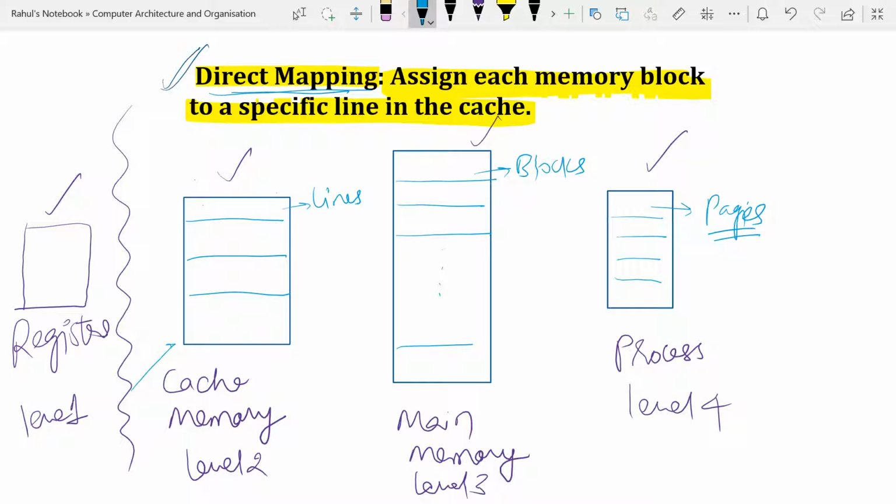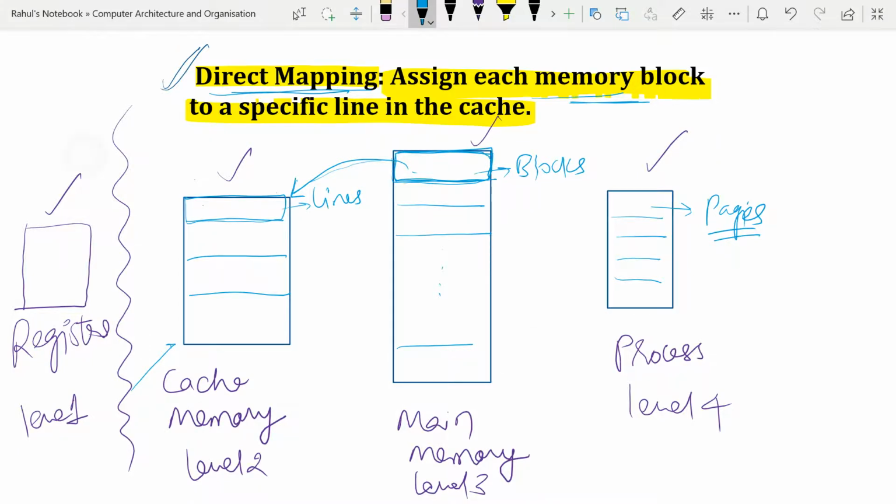So to assign each memory block of main memory to the lines of cache memory, to the lines in cache, it is called direct mapping. What is direct mapping? Direct mapping is to assign each block of main memory to the lines of cache. It is called direct mapping. And why we are doing this? To synchronize all the memory processes, to normalize it, right?